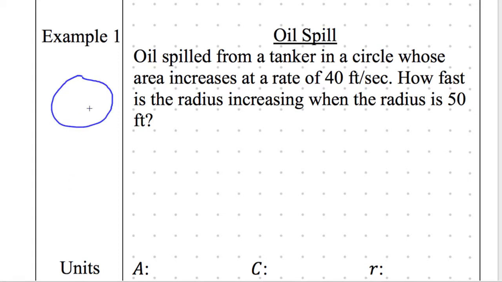There's my circle. Sound effects whenever you're drawing cool pictures because it makes it way cooler. And we have a radius for that circle. So we know that the radius is 50 feet. It tells us right there, radius is 50 feet. So I'm going to make that 50 feet on my diagram. What else do we know?